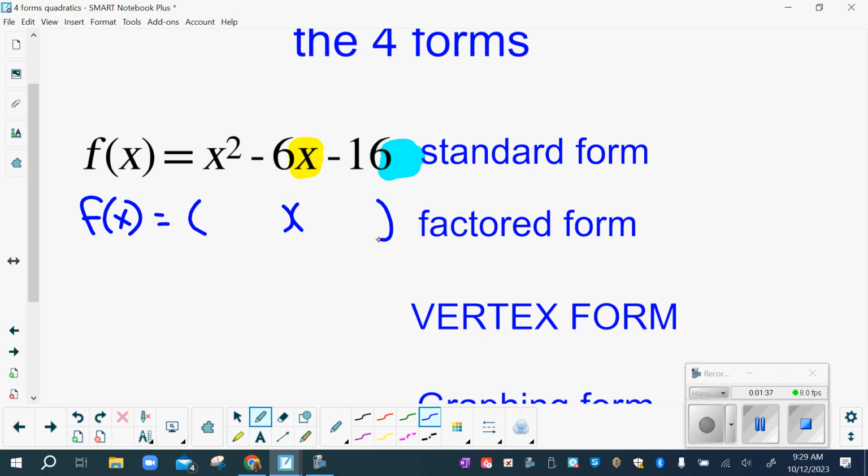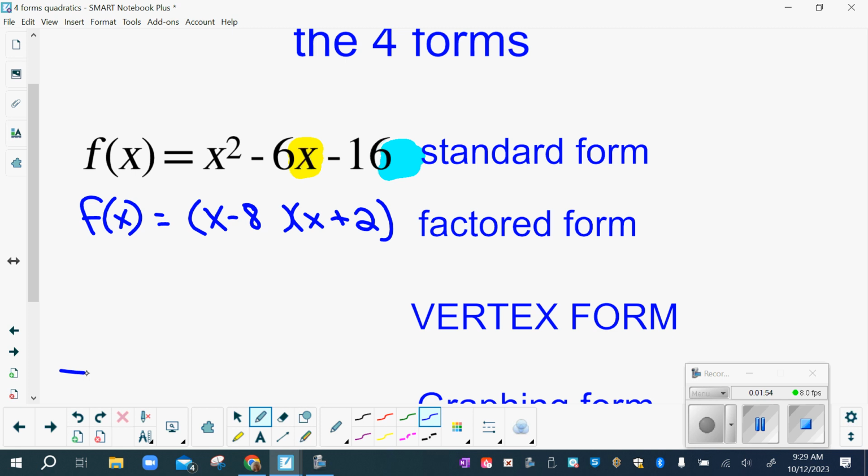Shouldn't be hard. It should be pretty straightforward, right? Nothing scary here. Factors of 16 that subtract to be 6. We're going to say x minus 8 and x plus 2. Nice and easy, right?